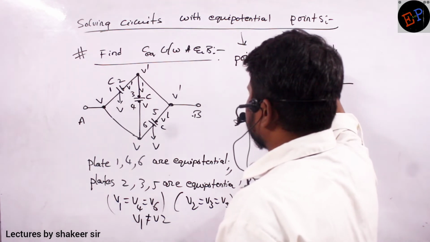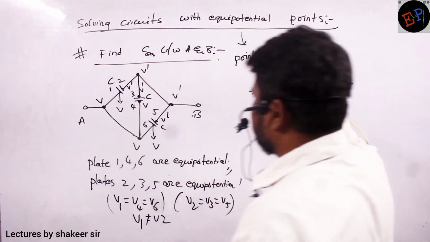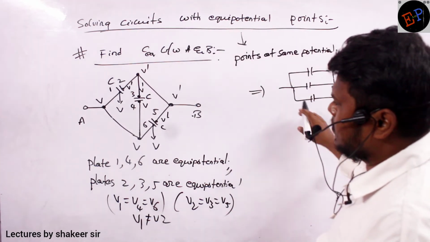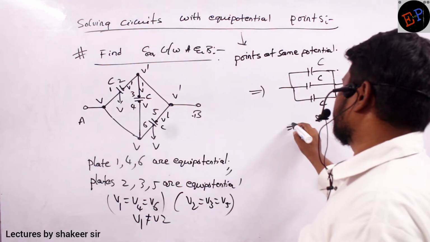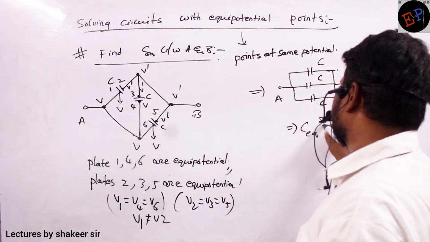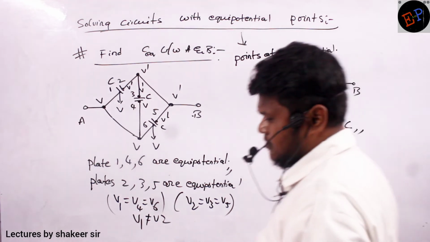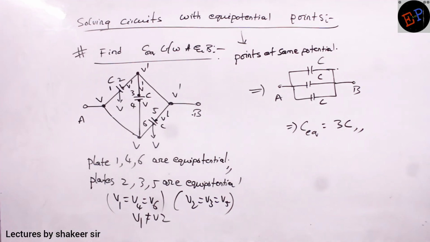That's all, no? The values are not given, only C is given. Where? C, just C, C and C. So this is terminal A and this is terminal B. So the equivalent C is how much? 3C. That is my answer. Okay? That's it.